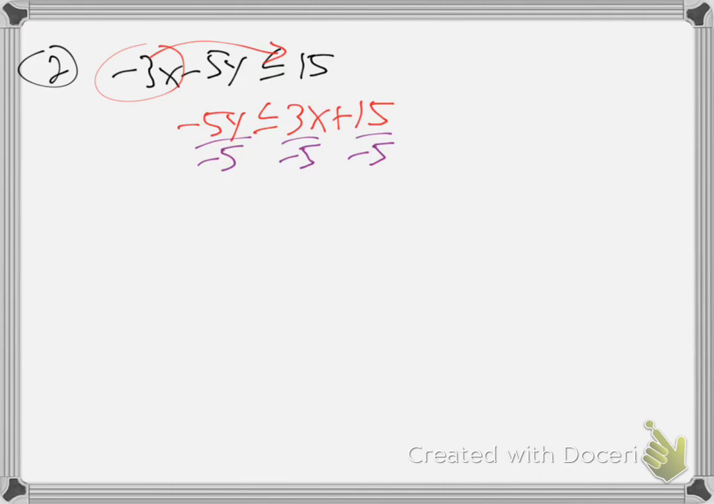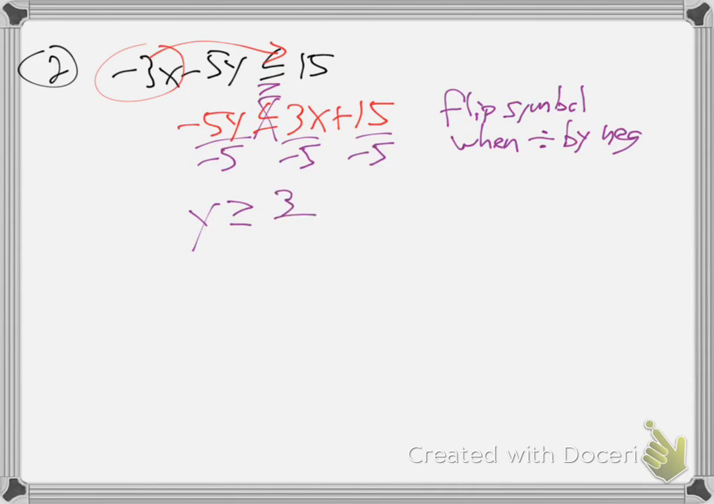And when you divide by negative, that symbol needs to flip. Remember that? Flip the symbol when you divide by negative. So you have to turn the symbol the other way. So it's y greater than or equal to. And I put the negative. See this negative? I let them float to the top. You don't have to, but I think it'll be easier for you. The negative on the bottom of the fraction, I just put it on the top. And this positive over negative is negative 3.